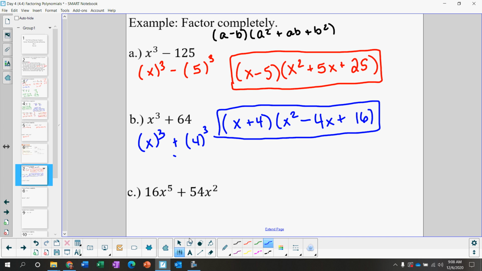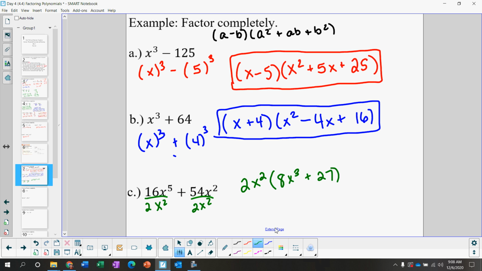Okay. And our last one here, 16 and 54 are not perfect cubes. x to the 5th and x squared are not perfect cubes. So we're going to start by taking out a GCF. They're both even, so I could take out 2. And the lowest power of x I can look at is x squared, so we'll take out 2x squared. So now we have 2x squared on the outside. Then we have 8x to the 3rd plus 27.